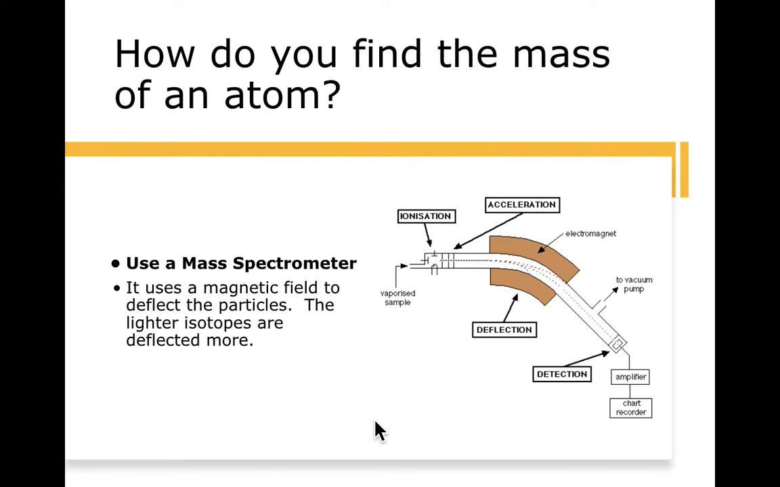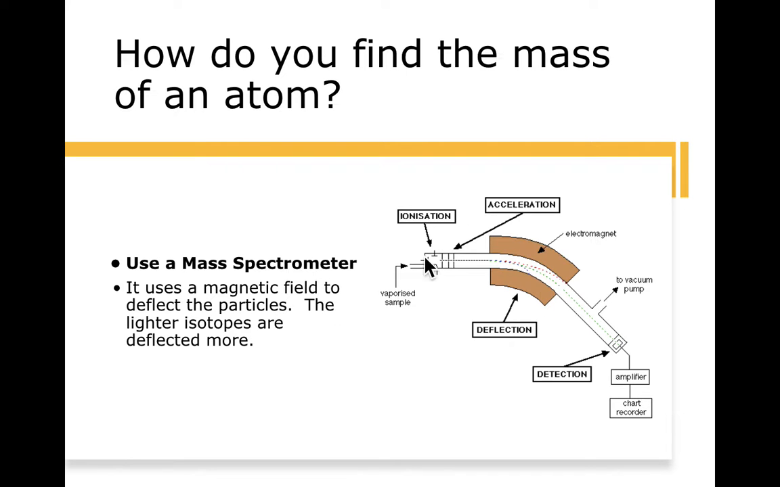Okay, now you might be asking yourself, and just for funsies, how do you find the mass of an atom anyway? Well, you use something called a mass spectrometer, and it uses a magnetic field to deflect. You basically get a sample of whatever you want. You heat it up really high, you vaporize it. So it has to be really hot, and it is also ionized. In other words, it has a charge attached to it when you do this.